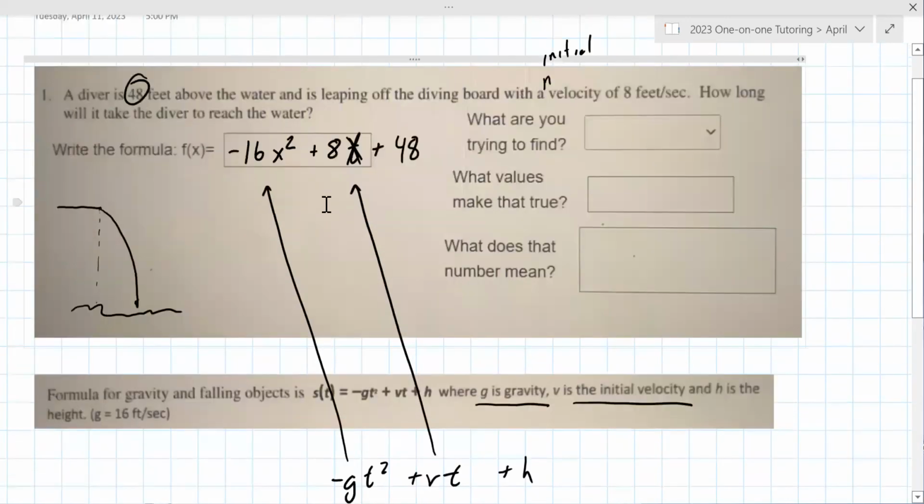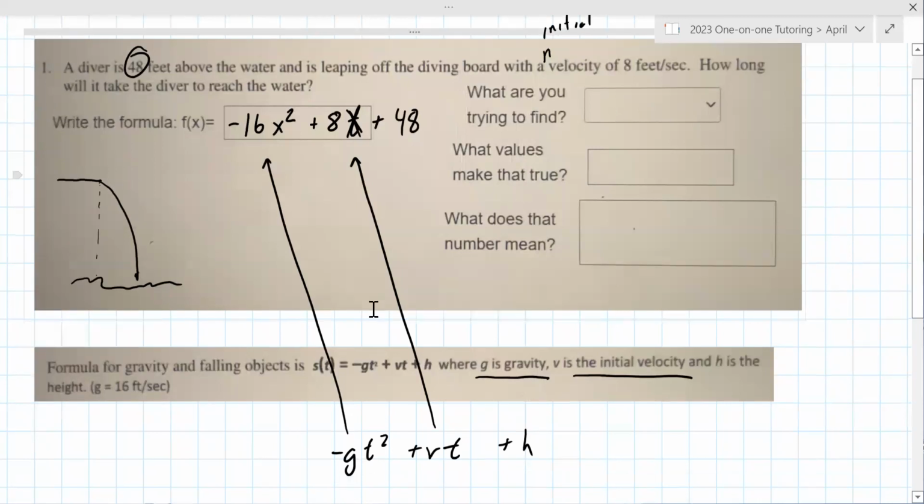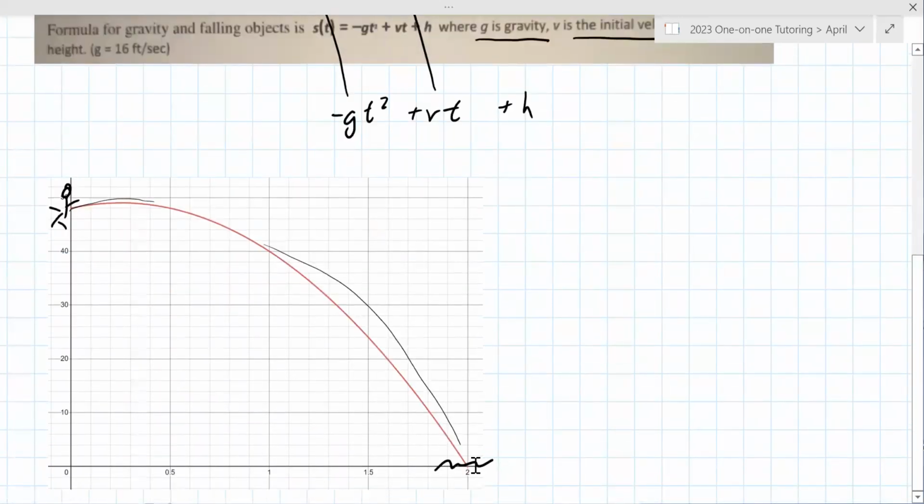So I'm just graphing this equation. What are you trying to find? It says, how long will it take the diver to reach the water? What are our options in this drop down here? Maximum, minimum, and x and y-intercepts. Okay, so we are looking for the x-intercepts. Does that sync up with you? Because this is when y equals 0, or f of x equals 0. Yeah, that checks out.